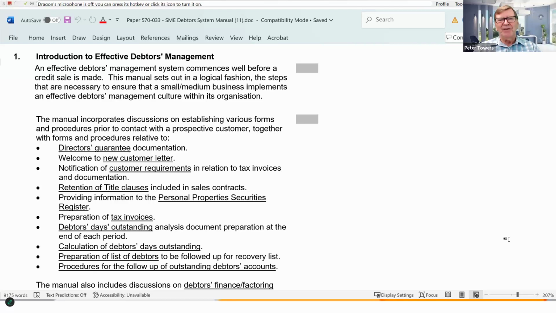A few years ago, I was conducting a directors training course in a mining area location on behalf of the federal government. And we got on to management of debtors as far as reviewing directors' duties and responsibilities.